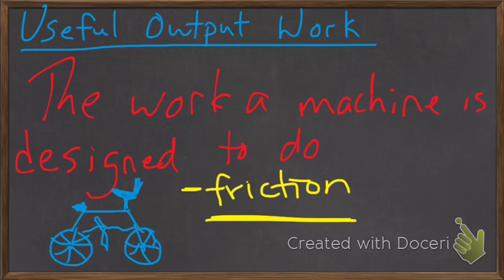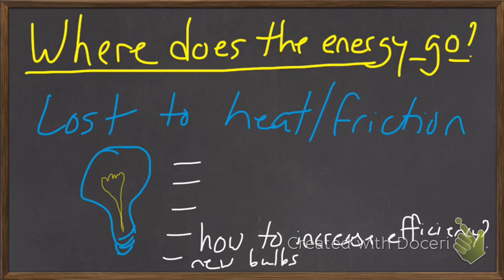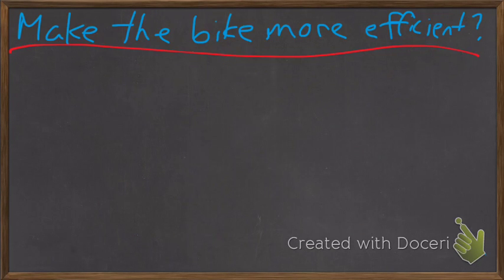And that's the big one. So friction and even heat. And we've talked about that a little bit. Okay, so what are some things that make a bike more efficient?